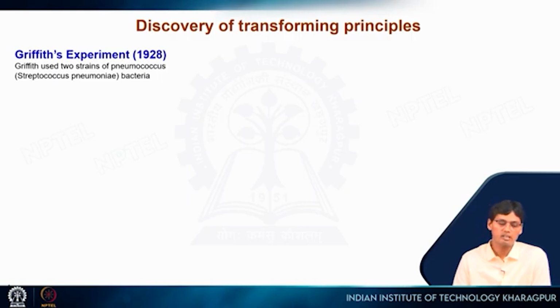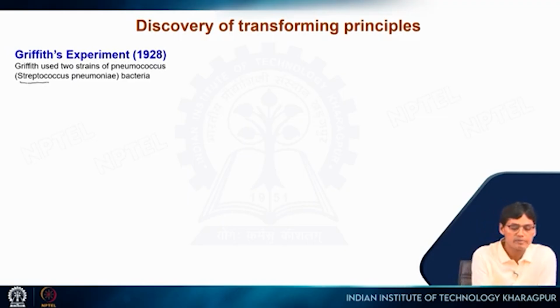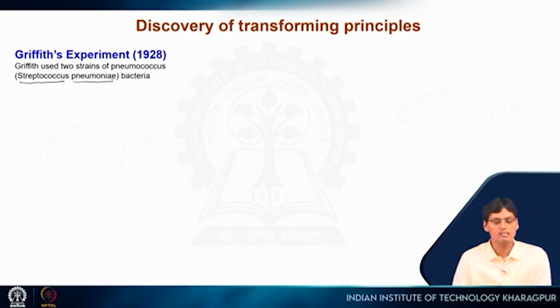And during that time, Griffith, a British microbiologist, was working with Streptococcus pneumoniae. This is a bacteria which causes pneumonia, and he was trying to develop some kind of vaccine against Streptococcus so that people can be cured from pneumonia. What he found was that there were two types of Streptococcus pneumoniae.